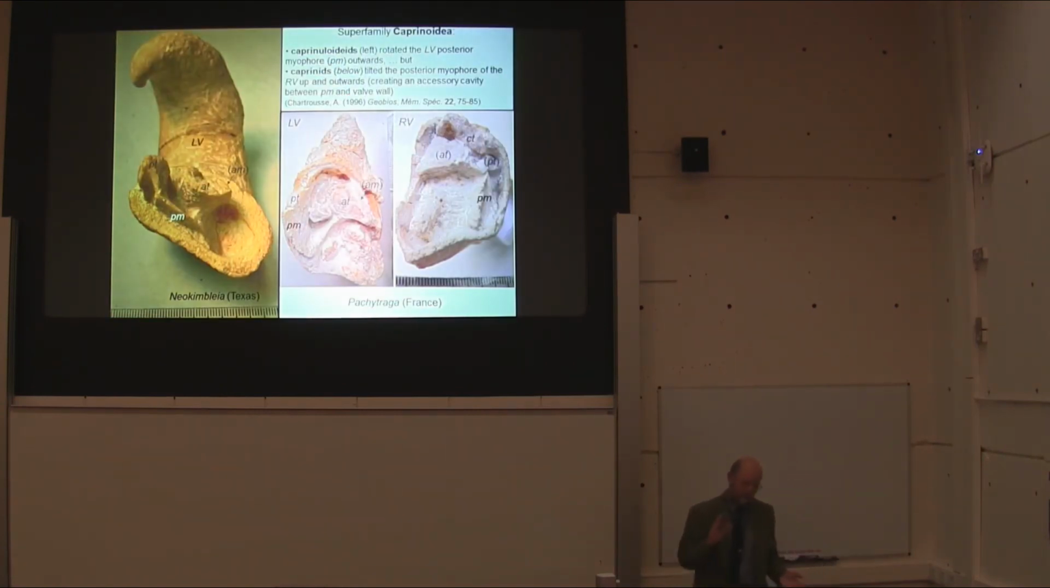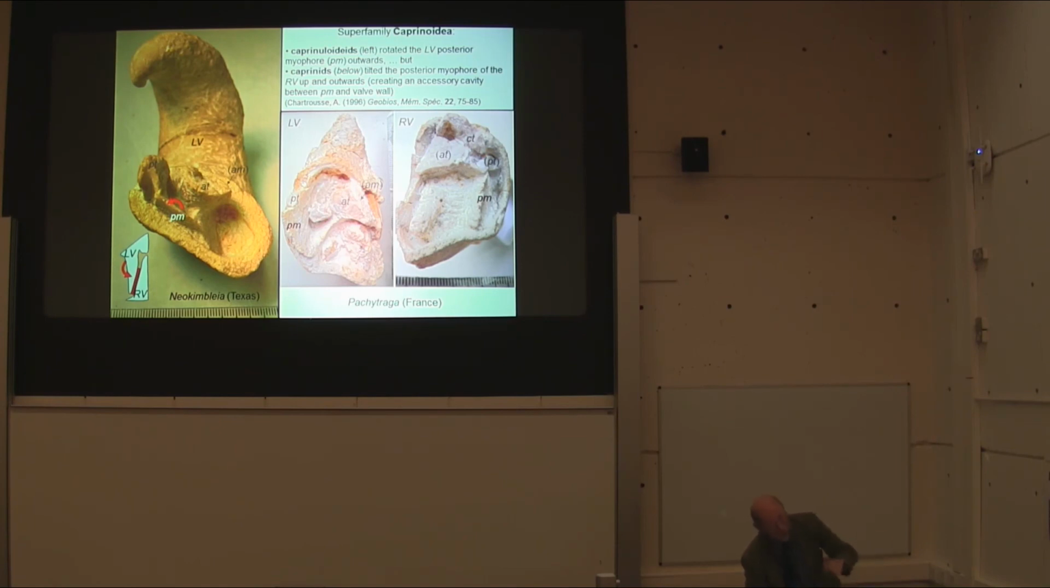We have an interesting distinction here, though, in another group, the superfamily Caprinoidea. We have two families there, the Caprinuloideidae, which are the ones on the left. They are almost entirely a New World family. And what happens with the Caprinuloideidae is that the posterior myophore rotates outwards in a similar fashion to the radiolitids that we saw earlier. And so you have that kind of arrangement between the myophore of the left valve and the right valve in the surface.